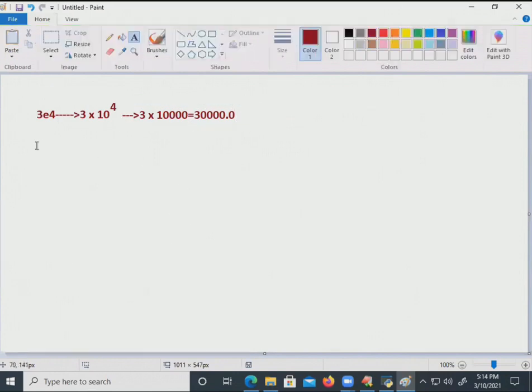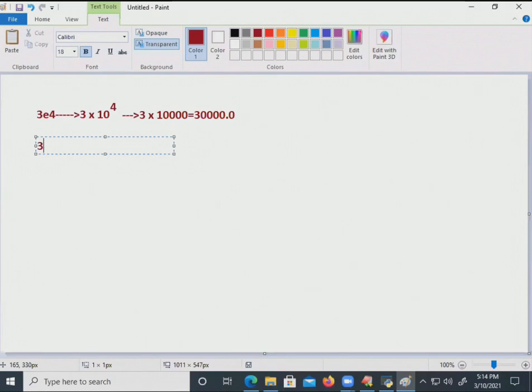One more I will write. 3e minus 1. That e stands for exponent. Mantissa, exponent, from childhood days. Right?